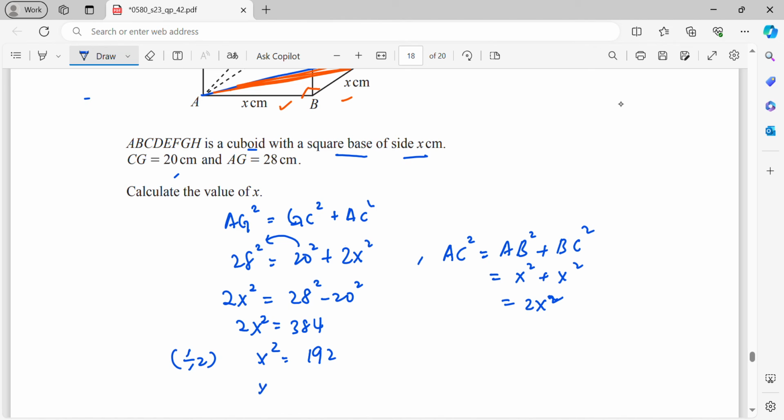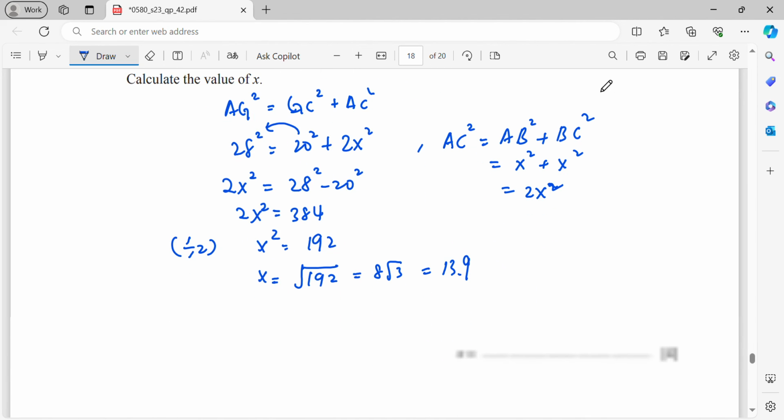Okay, therefore my x is, because now I know that my x is the length of the sides, right? It will not be negative. So even though it is squared, we just take the positive square root. Then this is 8 square root 3. You can leave it in this form, or you just round up to 3 significant figures. So that's your x value, 13.9.